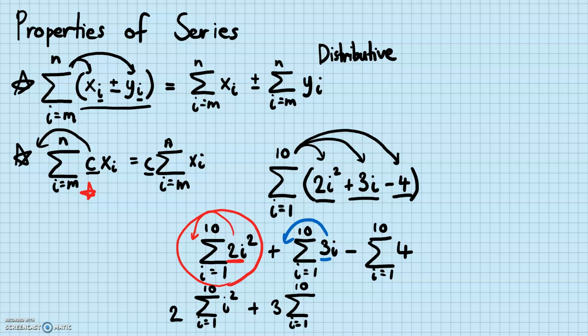Don't factor out the 4 here because there's no i here. If you factor the 4 out, you can't really work with the summation. There's nothing to work the summation with. So let's leave the 4 here for now. We have i left here, minus the summation from i equals 1 to 10 of 4. Okay? And now we can focus on each of these individually as well.